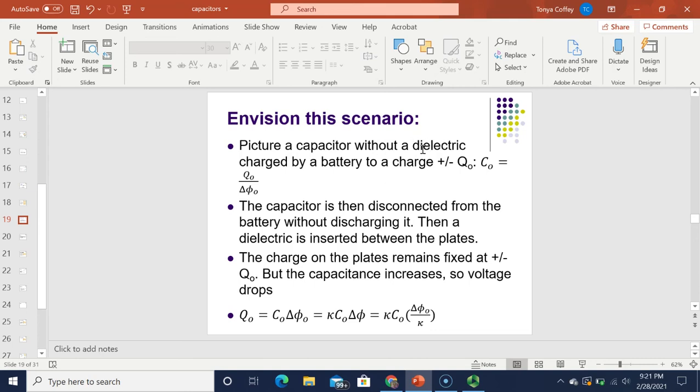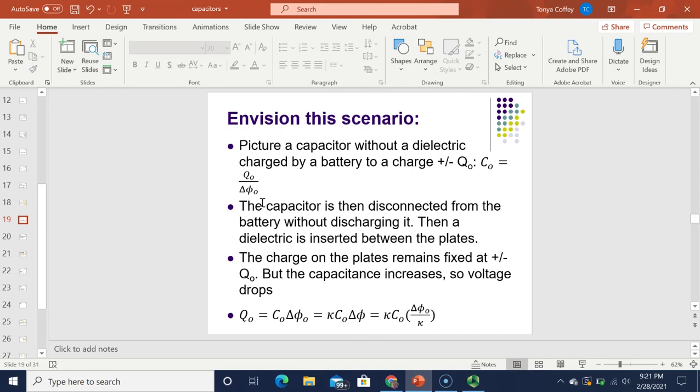This capacitor is then charged by some battery to a charge plus or minus Q naught on the plates. Okay, so it's hooked up to a battery which has a voltage delta phi naught there, and it's charged to its max charge plus minus Q naught on either plate. And then we have our equation for the capacitance for this dielectric-less capacitor. C naught is equal to Q naught over delta phi naught.